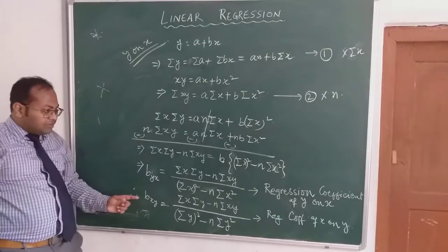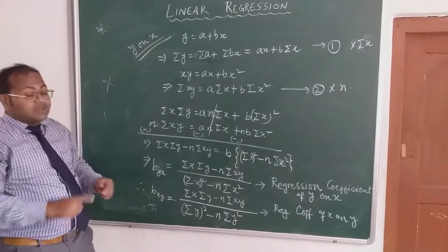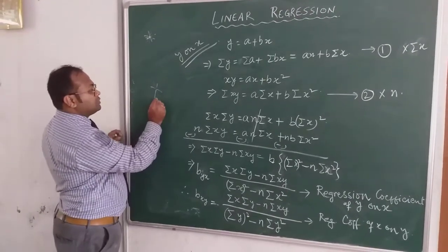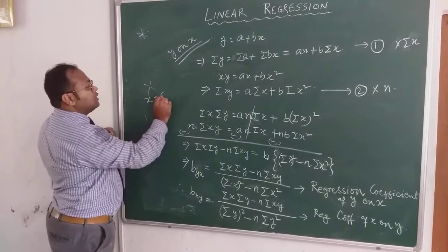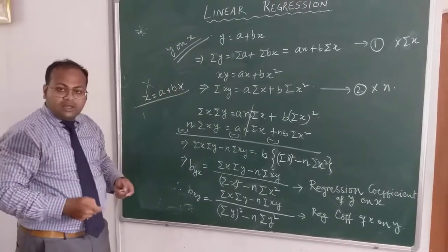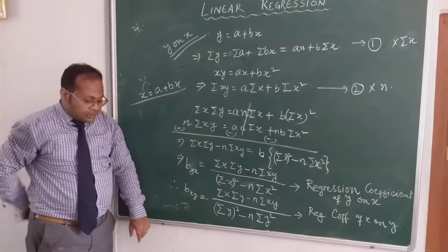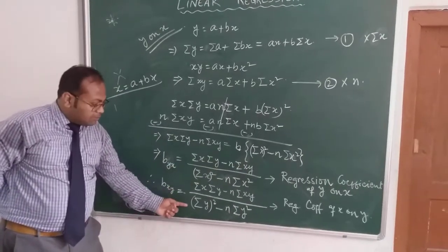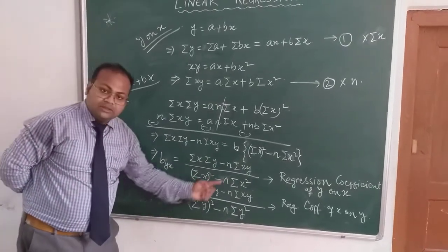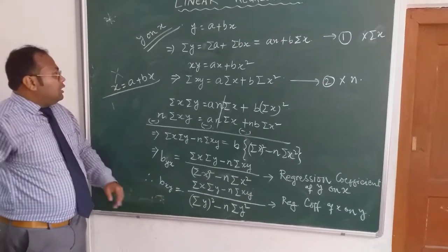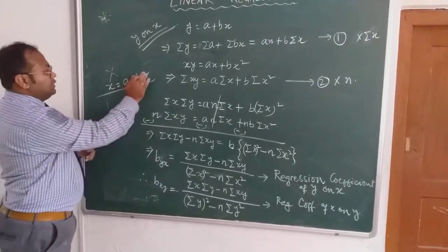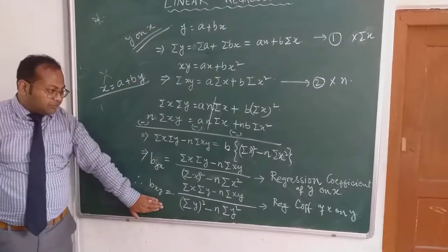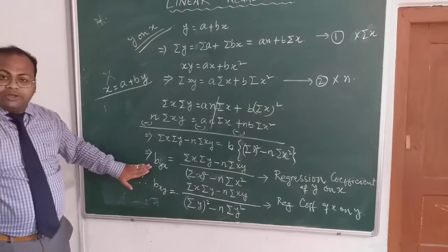Now see, in case of the regression coefficient of x on y, can you tell me what the line of regression will be? The line of regression will be of the form x equals a plus by. Okay, so in that case the regression coefficient bxy will be: the numerator part will be the same, but in the denominator part just replace x by y. So this is the regression coefficient of x on y. This is the regression coefficient of y on x. Clear?